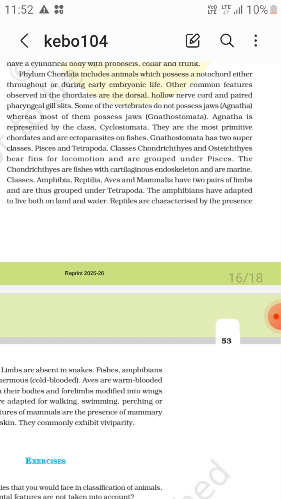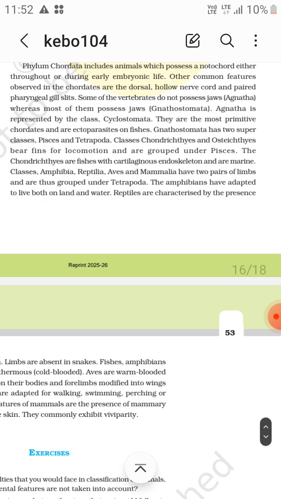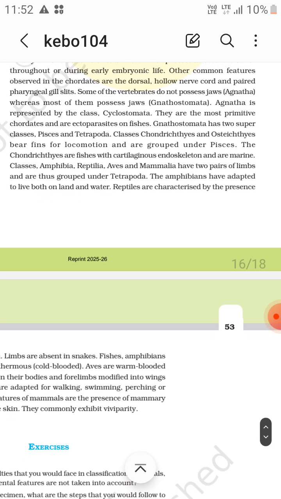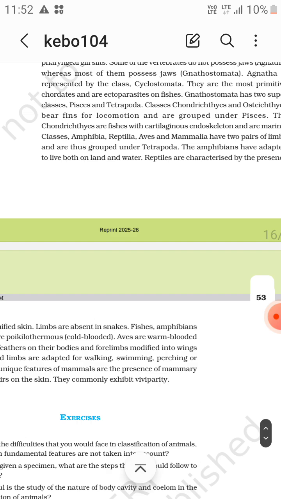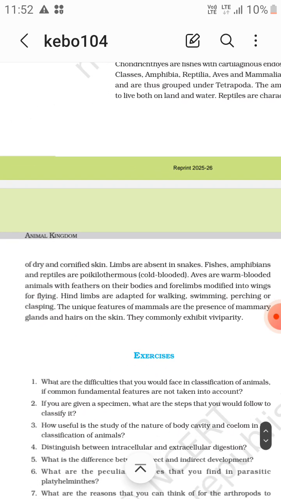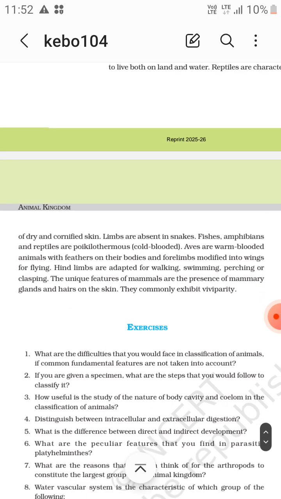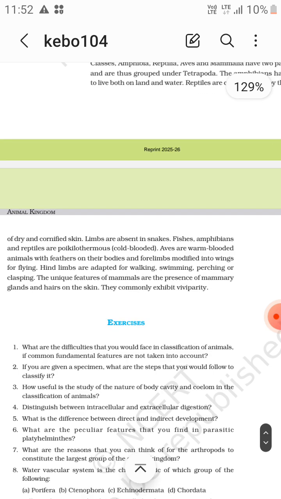The amphibians have adapted to live both on land and in water. They are dual in nature, right? Just like bryophytes. Reptiles are characterized by the presence of dry or cornified skin. Limbs are absent in snakes, right?